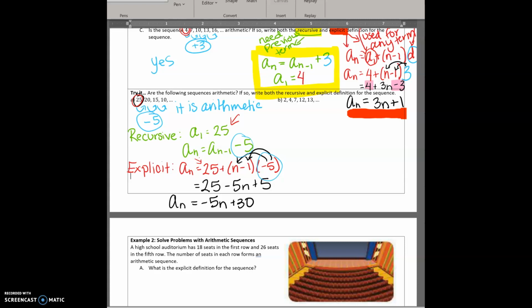Trying the next one. Next one you add 2 and then you add 3, so it's not arithmetic, so that one's done.